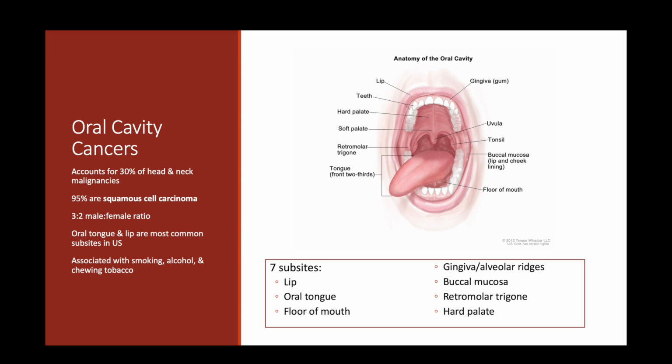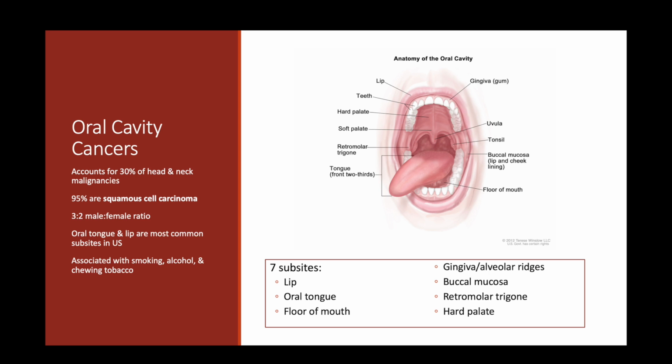I'm starting with oral cavity because it is one of the more common subsites of head and neck cancer, accounting for about 30% of head and neck malignancies. The majority of the time, so 95% of the time at least, these tumors end up being squamous cell carcinomas, which makes sense because squamous epithelium is what makes up our oral cavity. They do have a slight male predominance with a 3-to-2 male to female ratio. And they do tend to be associated with smoking and alcohol, as you can imagine, as well as chewing tobacco.